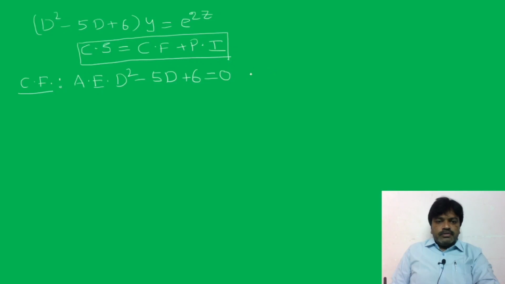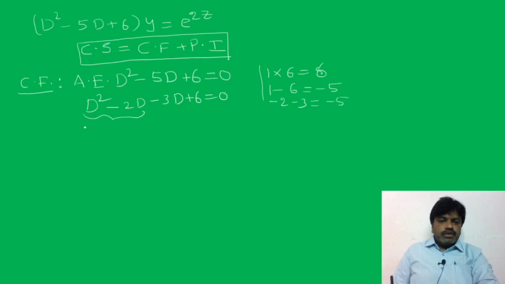Now we have 1 into 6 is 6, friends. We have minus 5. So I can write 1, 6, with sum minus 5. Or 2 into 3 are 6, so we can write minus 2, minus 3, it is minus 5. So it can be written as d square minus 2d minus 3d plus 6, that is equal to 0. From the first two terms, taking d common, we get d minus 2. From the rest of the two terms, taking minus 3 common, friends, we get d minus 2, that is equal to 0. So taking d minus 2 common, into d minus 3, that is equal to 0.